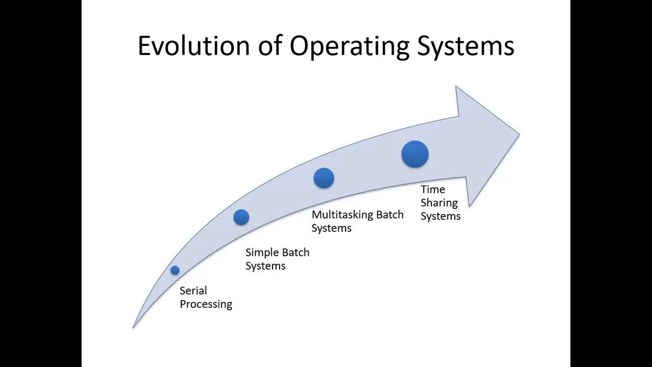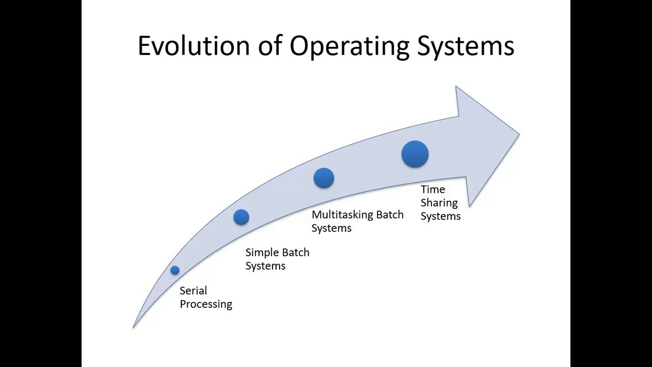Then we went now to multitasking batch processing. This becomes now an operating system. I say the serial processing is not an operating system. So the operating system started now with batch processing. Then we come to multitasking, so it allows a computer to do a lot of processes at the same time. Then we come to time sharing, where a computer can actually have multiple users working at the same time.